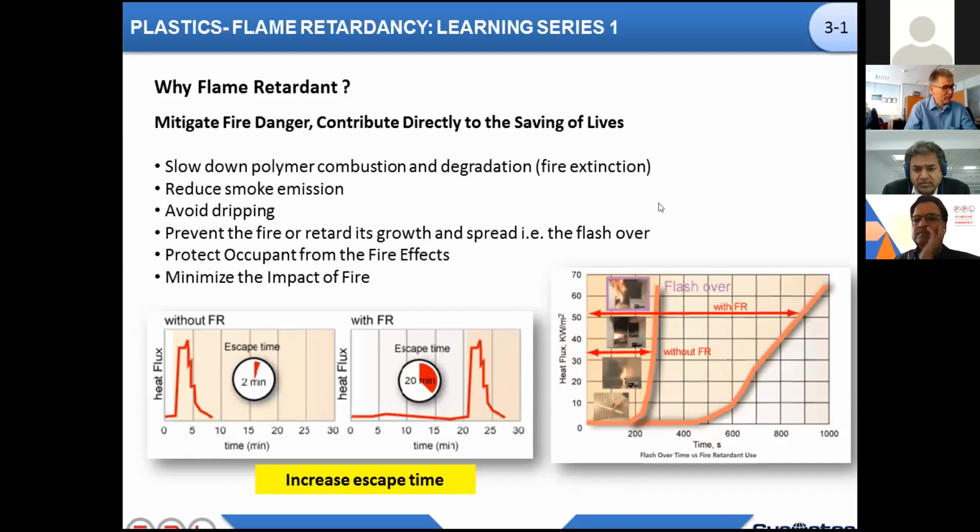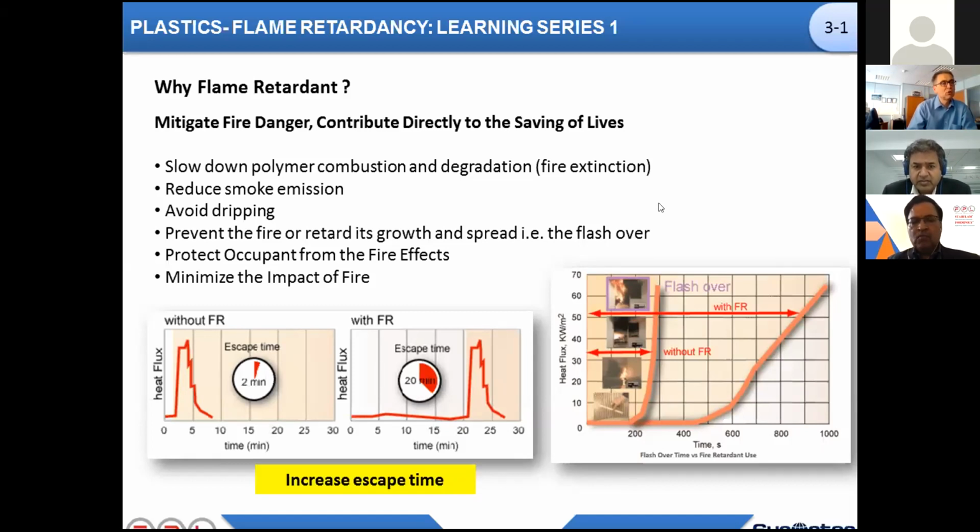So this is the way flame retardants act, and this is the motivation of using flame retardants: either to prevent the fire from occurring, and this time we'll talk about ignitability of plastics, or to stop the fire, and then we'll talk about the flame retardancy of plastics.